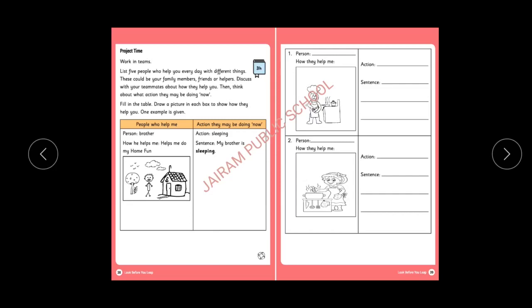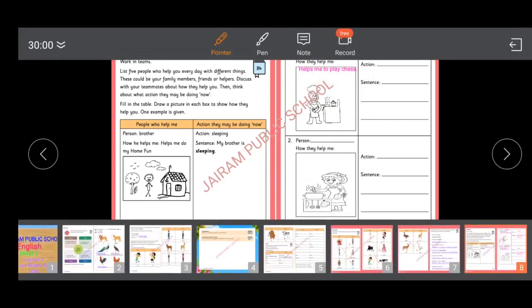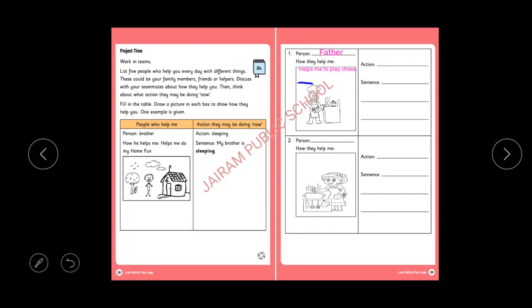This is our activity. Person, we have to write the person. For example, I have written here father. How does he help me? Helps me to play chess. You notice this, children? Look at the word helps. Helps means what? Yes, it is a routine action. We should write the ongoing action sentence also. That is what we are going to write next.